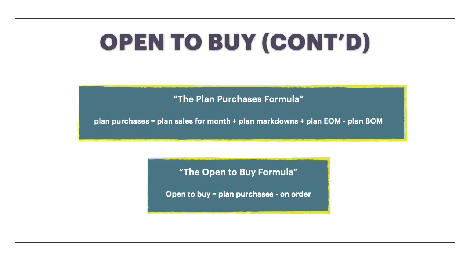The planned purchase formula. Planned purchases equals planned sales for the month plus planned markdowns plus planned EOM minus planned BOM. The open to buy formula. Open to buy equals planned merchandise minus on order.